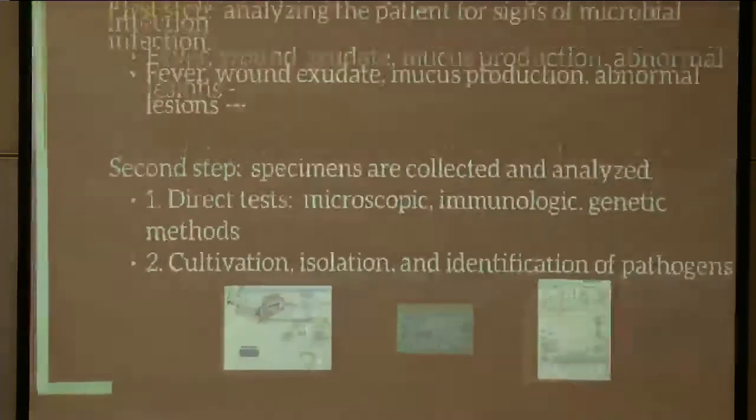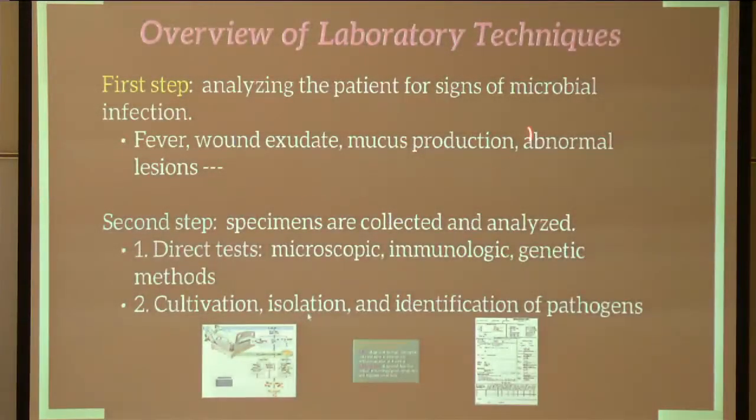Let's go back here. So you're looking at mucus production, taking some samples. Second step, let's analyze what we collected. So we have these collected and we're going to analyze them. Direct tests, pretty straightforward. Looking at them underneath the microscope, running a gram stain, for example. Seeing what we have going on.